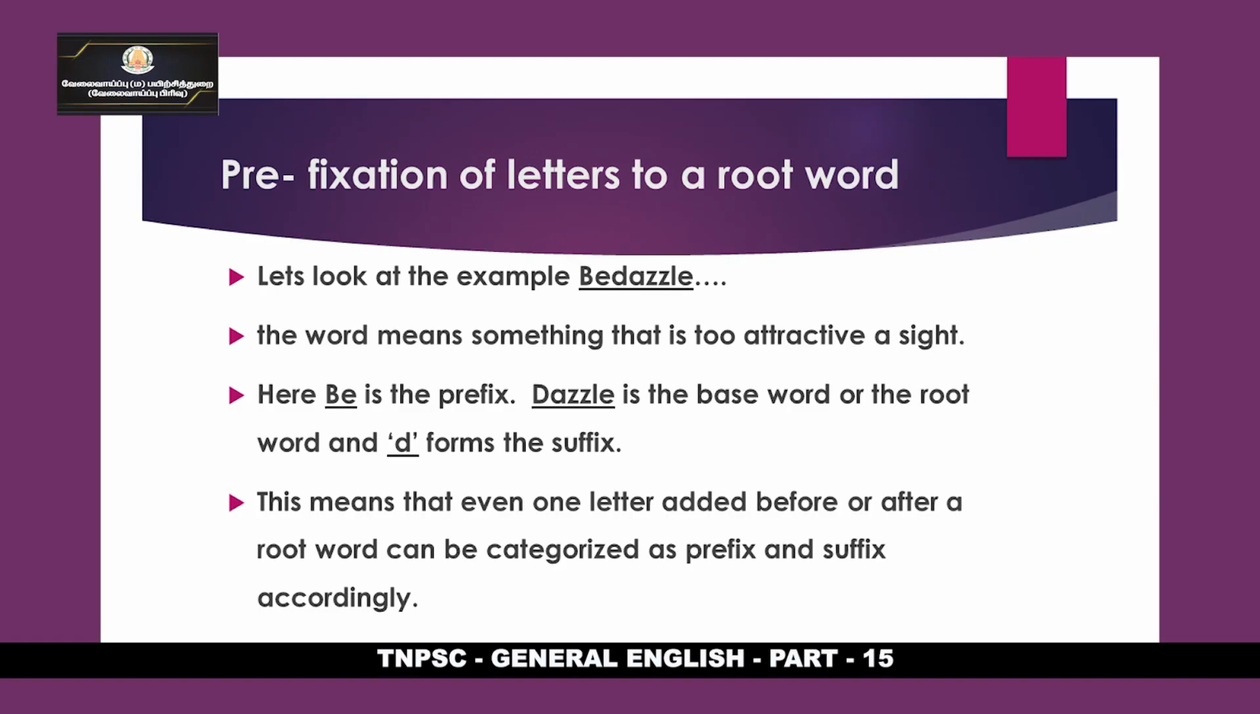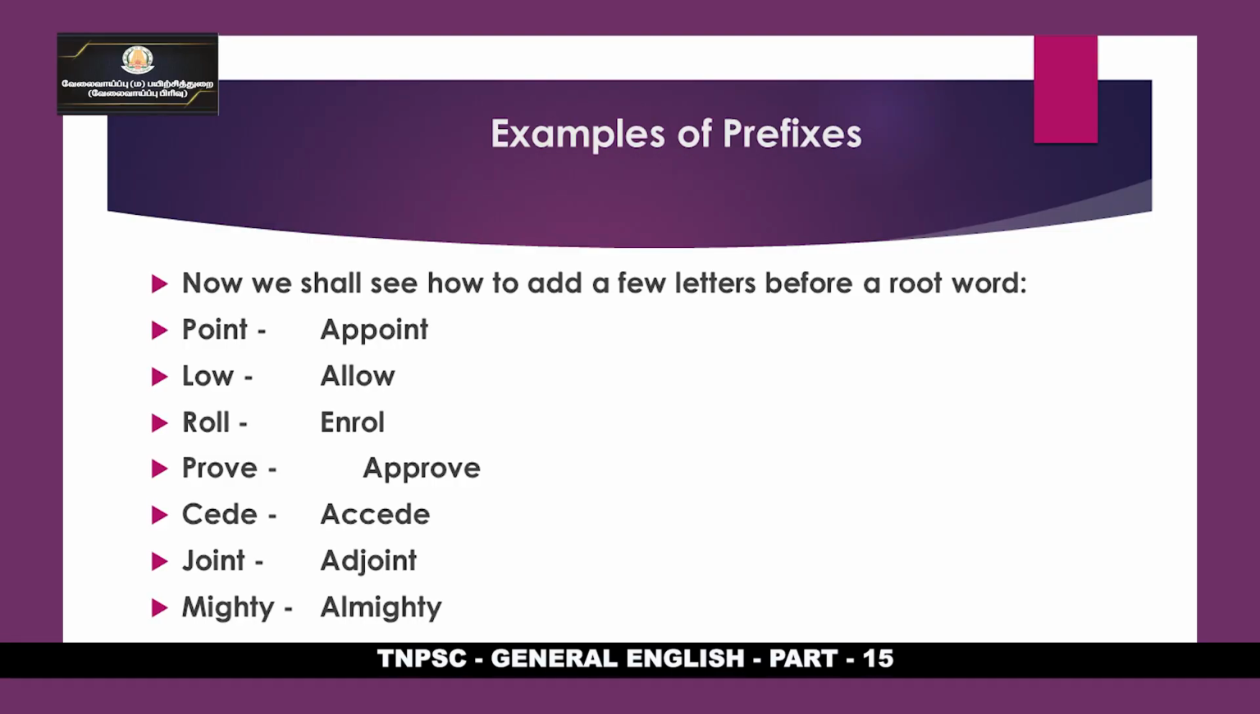So even if one letter is added to a root word, it can form either a prefix or a suffix and depends on the position where it is added. So viewers, let's look at a few examples and add a few letters before a root word and see how we can transform it. The first word here is point, P-O-I-N-T.